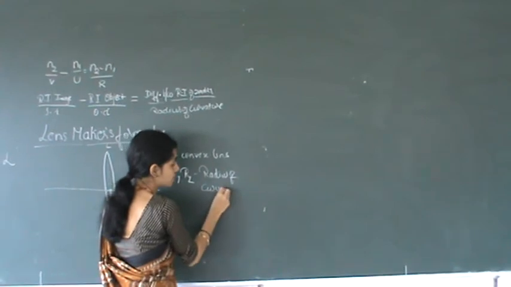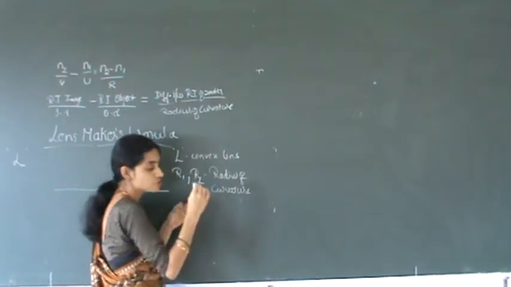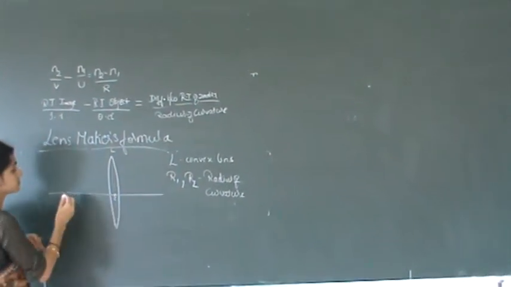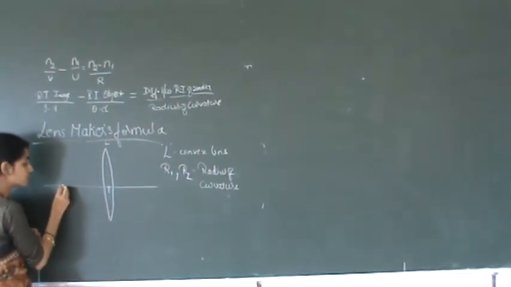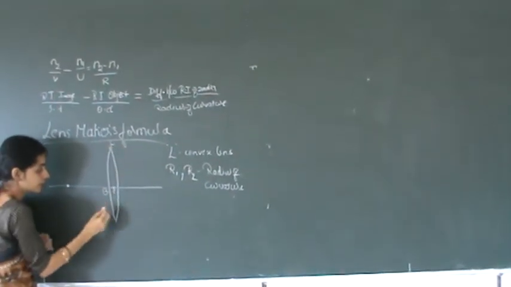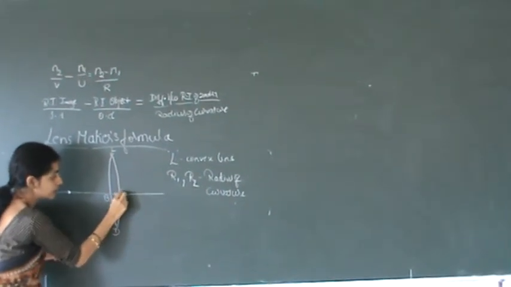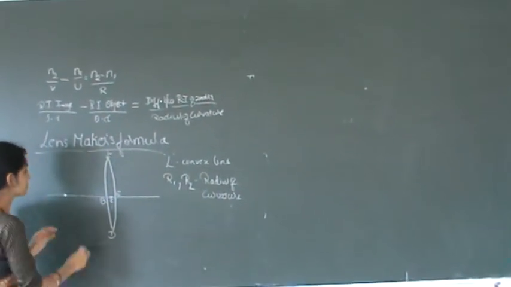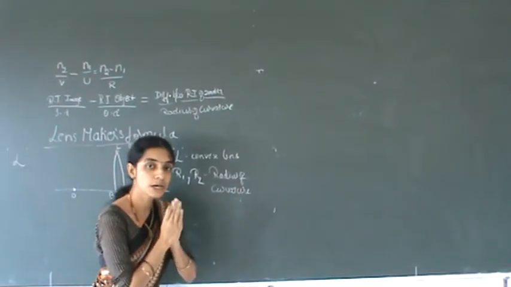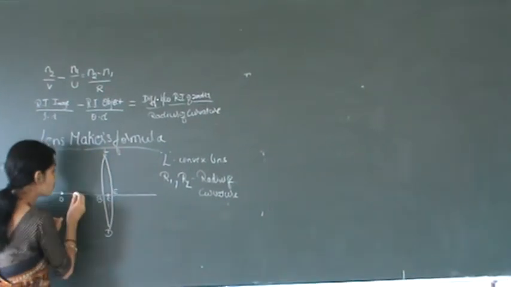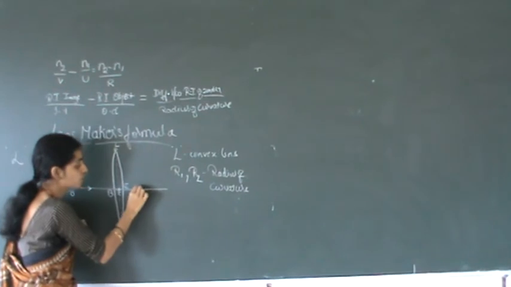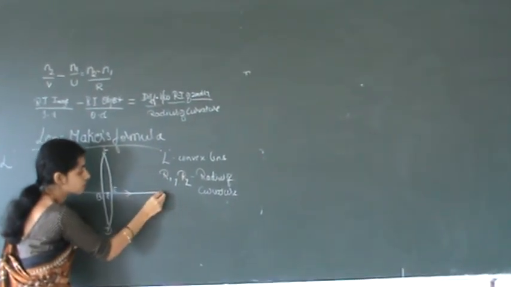Once again, we are going to use a point object here. I am going to place the point object on the principal axis. Let O be the point object present on the principal axis. One ray passes through the optic center without any deviation.